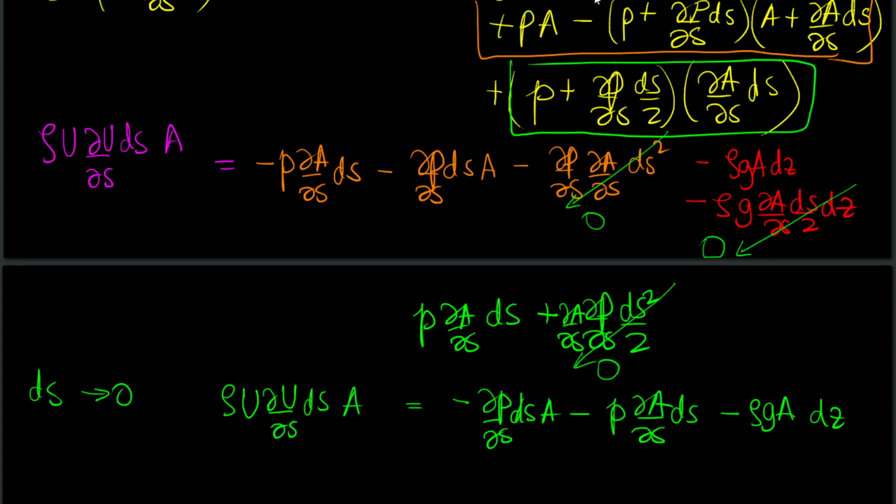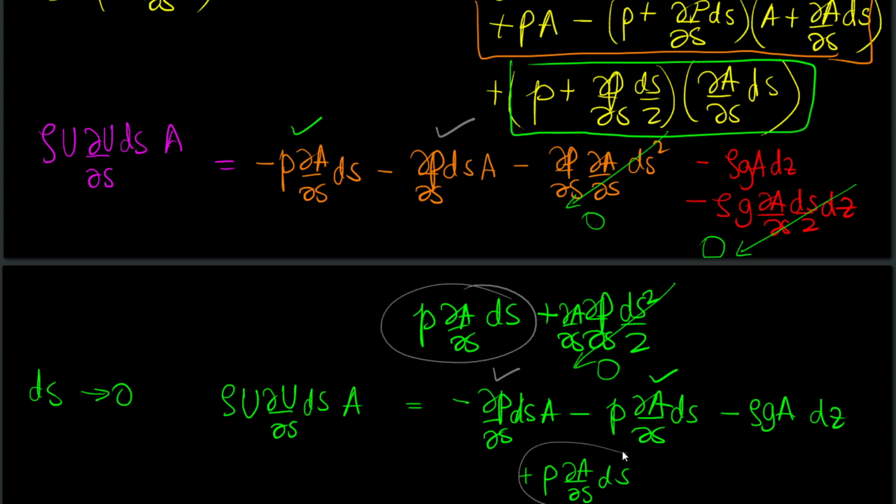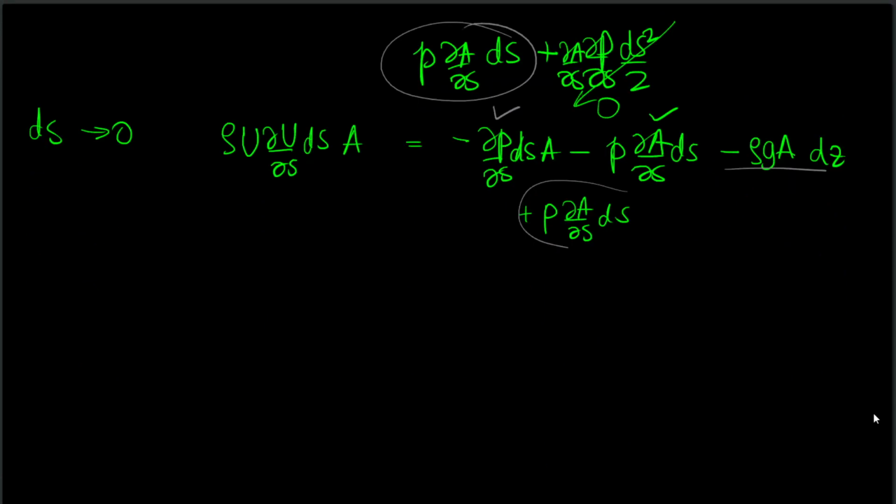And the last term is this particular term. So plus p del a del s ds. So this term is this term, this term is this term, this term is this term, and this term is this term. Alright, so let's proceed. So this cancels out. On the right hand side, we have minus del p del s ds a minus rho g a dz.